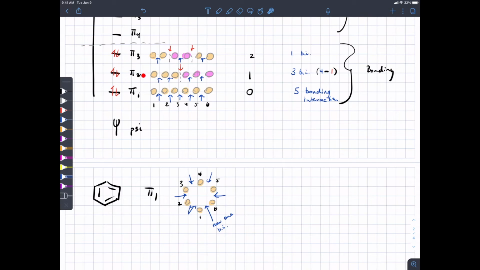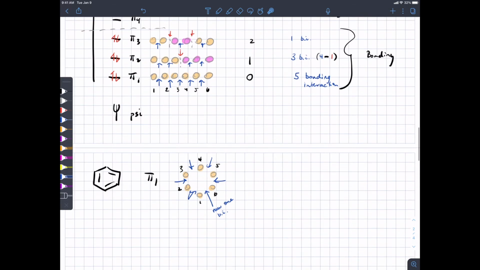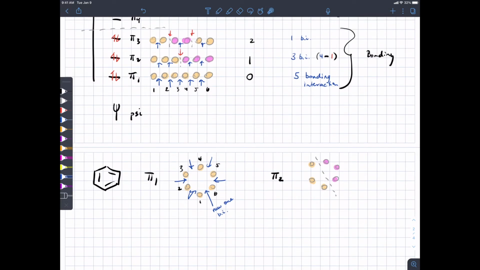Now, let's do the same for pi 2. And let's just try to illustrate what happens there. Let's bring that around. Let's see, 1, 2, 3, 4, 5, 6. I'm going to try to keep everything the same as it was above. 1, 2, 3, 4, 5, 6. There is one node there, just as there was one node previously.